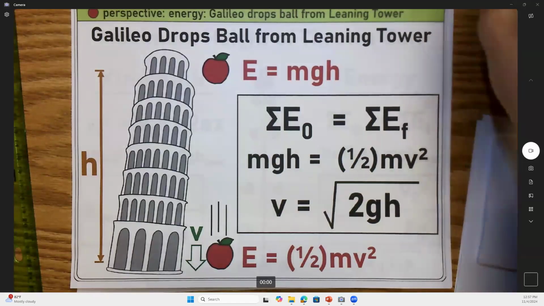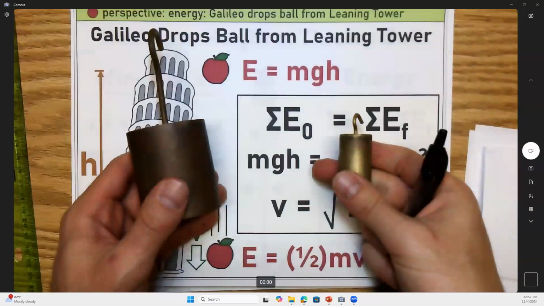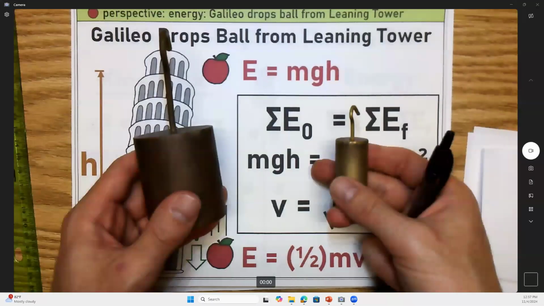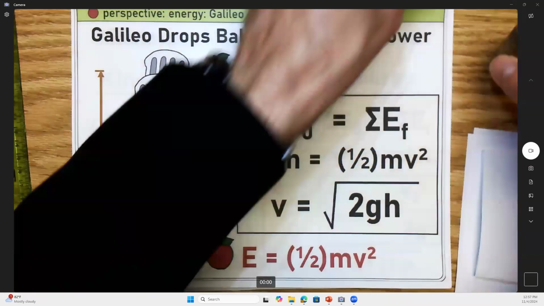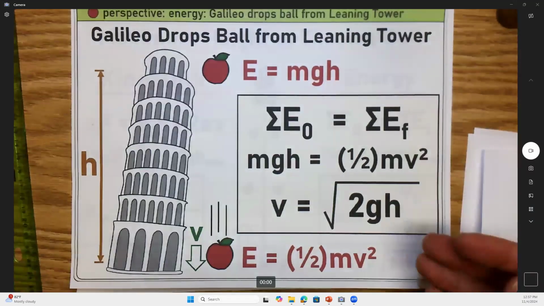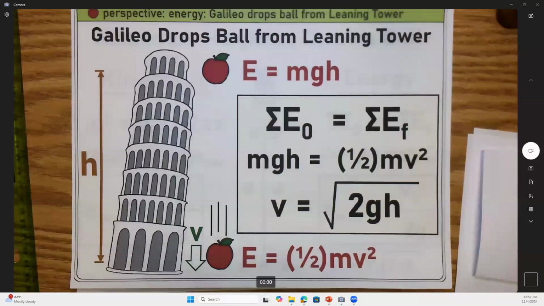Go to the top of the tower and drop these two objects off. Which one hits the ground first? Same time, which means that the mass canceled. So I bet the crash speed has nothing to do with the mass. That's what this also shows. Or in terms of kinematic motion, the mass never even showed up at all. Okay, go back over here, the mass cancels.